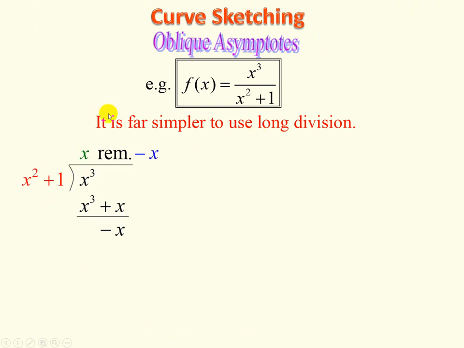I'm sure you can remember division, and we have a remainder, which means that still needs to be divided. x squared into x cubed goes x, multiply out x cubed plus x, subtract, nothing to bring down, so there's your remainder because x squared won't go into minus x. So therefore the answer to this division is x with minus x over x squared plus 1 still to be divided. There it is.